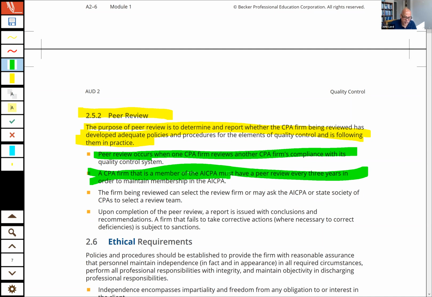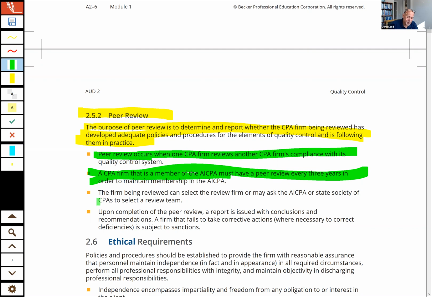Now you look at that and you say, oh boy, so if I don't want to have a peer review, I just won't become a member of the AICPA. Perfect. Well, it's not that easy, because of the state accountancy acts. I know it's the case in California, and it's often the case in other states, I'm sure. They will say, hey, you want to be a registered firm in our state? You have to have a peer review in order to be a registered firm in our state.